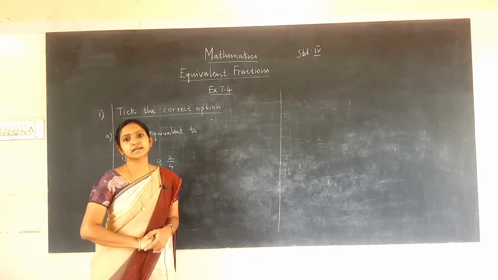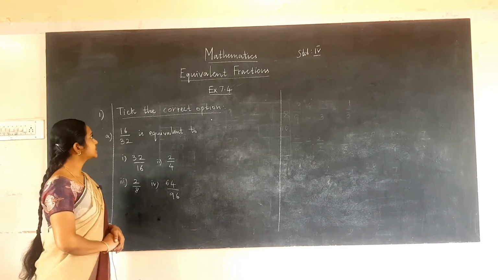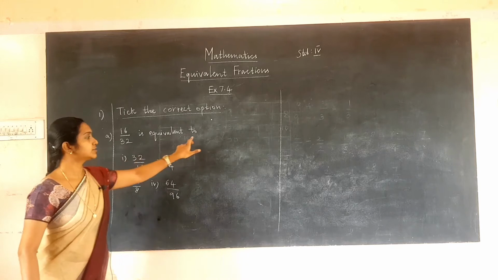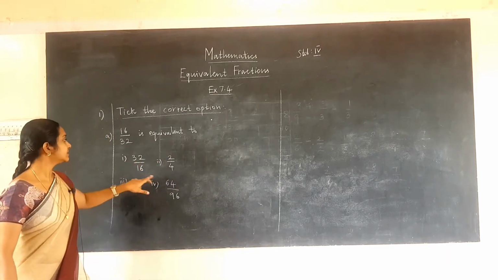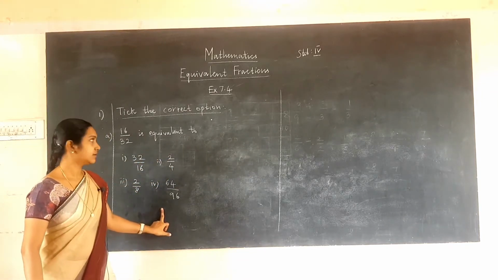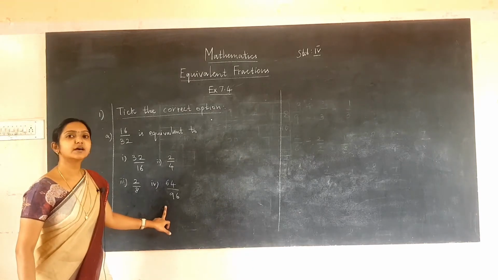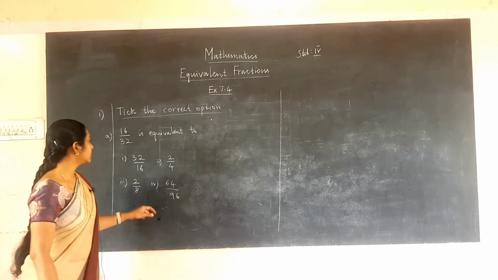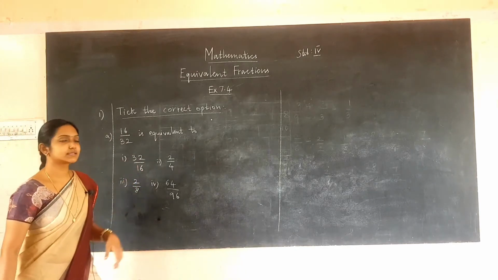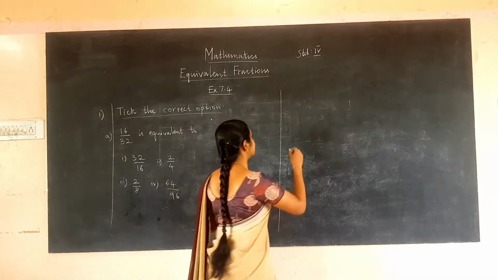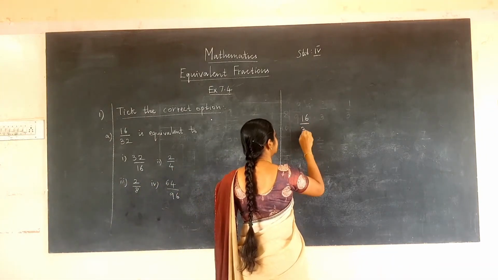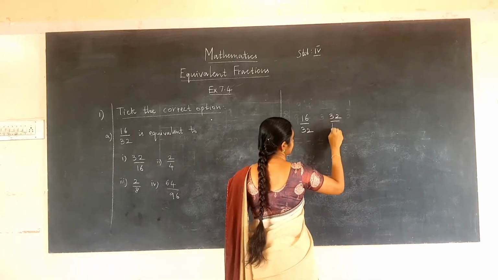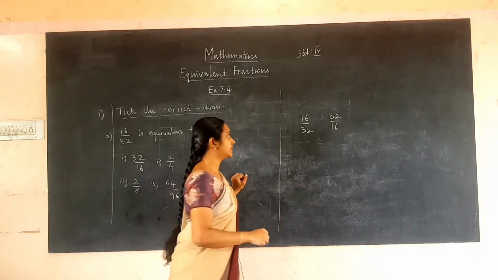We are going to solve exercise 7.4. The first one is tick the correct option. 16 by 32 is equivalent to, we have to find whether it is equivalent to any of these fractions. The way to find the equivalent fraction is, we can cross multiply and find whether they are equivalent fractions or not. First consider 16 by 32 and here 32 by 16. We have to cross multiply them first.